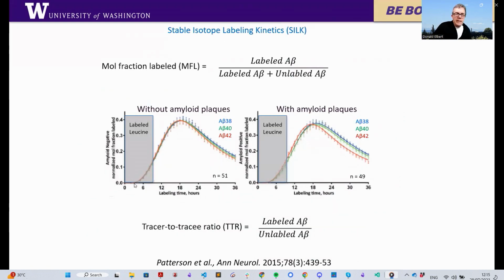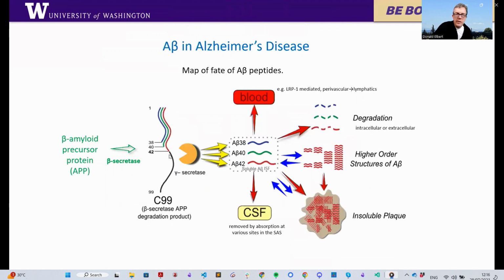The data that we get out is the ratio of labeled A-beta peptides to unlabeled A-beta peptides, and the labeling period is shown in gray, and the labeling over time of these peptides is shown. There's a pretty stark difference between people who have plaques versus people who don't have plaques in the aggregating peptide A-beta-42 in comparison with other forms of A-beta. So that's the nature of the data.